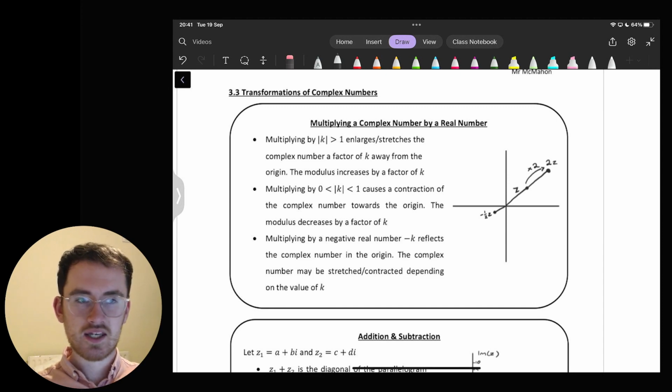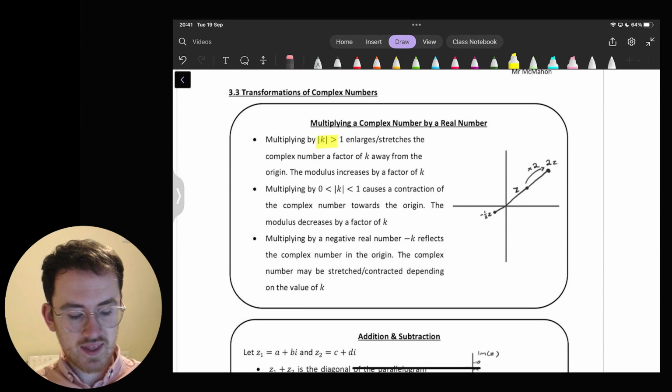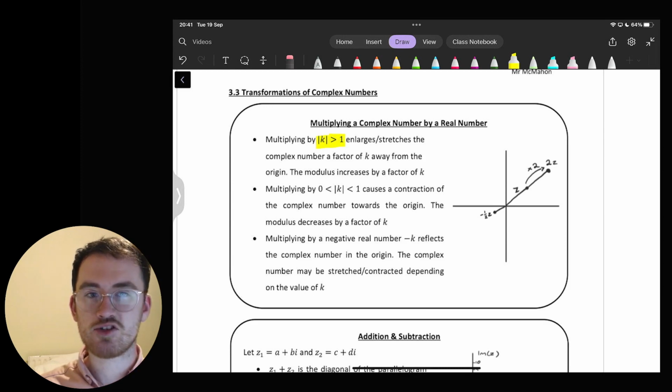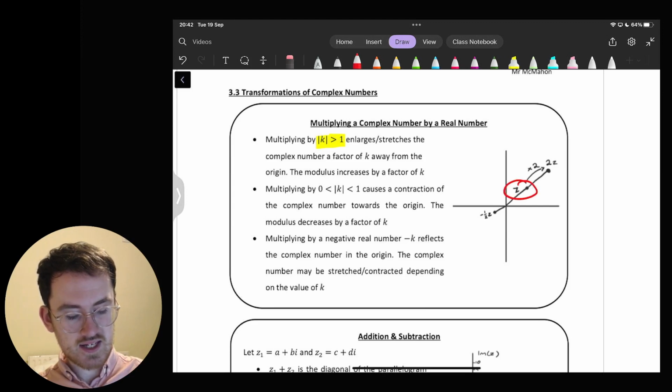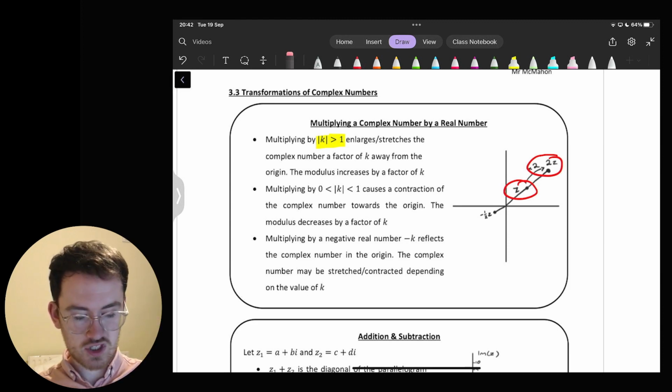But just as a quick crash course, I suppose, if we are multiplying a complex number by a real number, we look at the modulus in the same sense we looked at it in algebra, we just mean a positive value, the magnitude of it. If I'm multiplying by something that's bigger than 1, it could be positive or it could be negative. If I'm multiplying by something that's bigger than 1, I'm going to be enlarging or stretching the complex number by a factor of k away from the origin. So say over here, if I have my complex number z and I multiply by 2, I have stretched my complex number twice as far from the origin as it was originally.